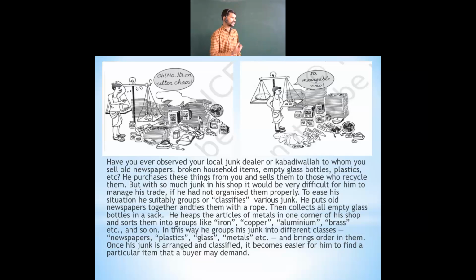He purchases things from you and sells them to the recycler. For whom is he going to sell that? Plastic is recycled over here. Glass bottles, what we have, that also is recycled. And papers also, whatever newspapers and notebooks there are, even those are used to recycle the papers. We can recycle it. Some of the items cannot be recycled, but these are the items we can recycle and use again.